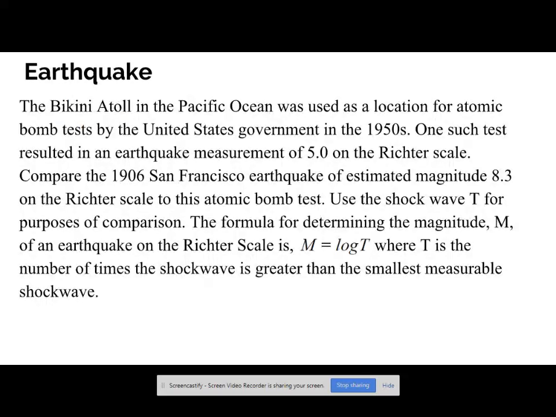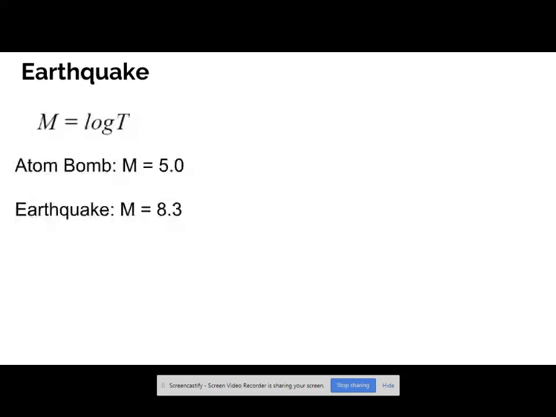So here's the formula. They give you the formula right here. M is the magnitude of the earthquake. So that's that 5.0 or that 8.3 magnitude. And that magnitude is measured on a logarithmic scale, where T is the number of times the shock wave is greater than the smallest measurable shock wave. So just your normal stuff when you're walking around and the earth is shifting and moving has a shock wave of something, and it's super small. And then a Richter scale of 5 is going to be some times bigger than that. That shock wave is going to be some amount bigger than that smallest measurable shock wave.